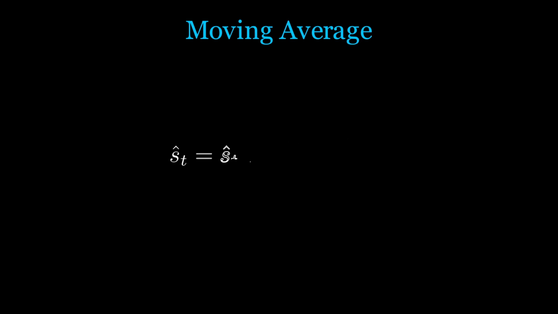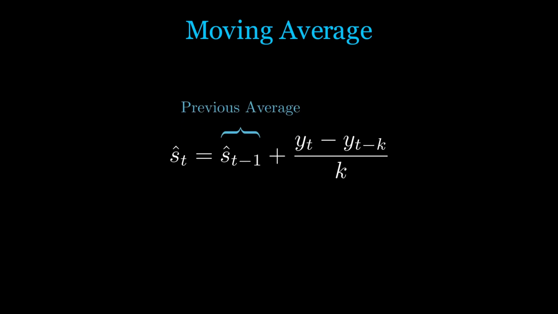Alternatively, instead of re-adding everything every time, we can use the recursive form. This helps with computational efficiency, since it takes the previous average and adjusts it by adding the new point and removing the old one. We don't have to recalculate the average every time.